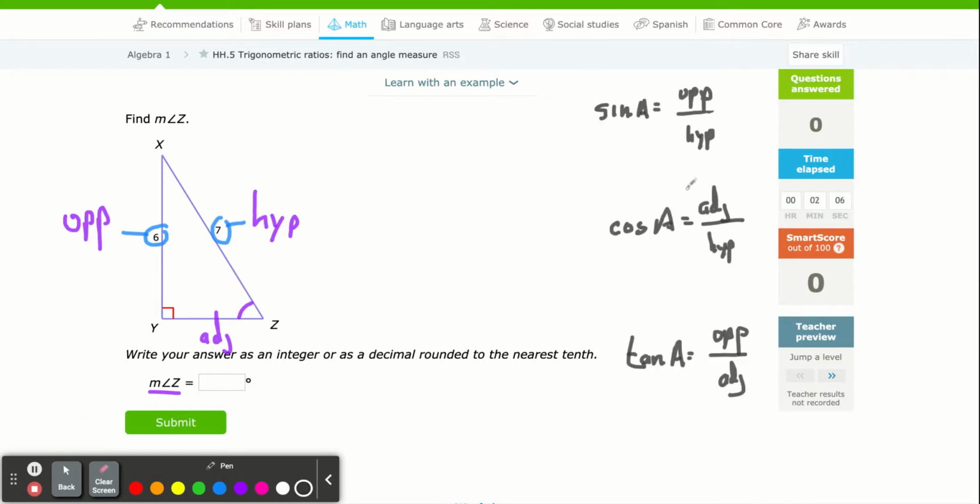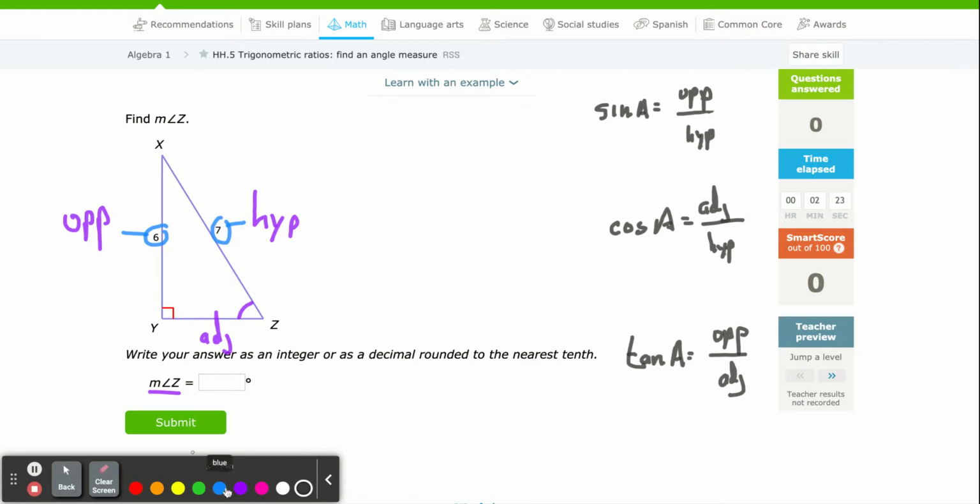I've written the three trig functions down here so we can look over here and say, okay, we want a trig function that uses the opposite and hypotenuse. Well, the opposite and the hypotenuse is the sine function. We won't be using the cosine because we don't know the adjacent. And we're not going to be using the tangent because we don't know the adjacent.